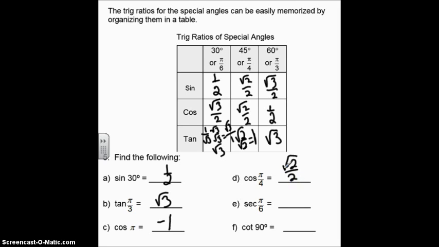Secant of pi over 6. Okay, well, secant goes with cosine. It's the reciprocal, so that would be 2 over the square root of 3, which we multiply both by the square root of 3, and we have 2 square root of 3 over 3. And then cotangent of 90 degrees. Okay, well, remember, for 90 degrees, x and y were 0, 1. Cotangent is x over y, so that's 0 over 1, or simply 0. All right, that's pretty much it for lesson 1-5.